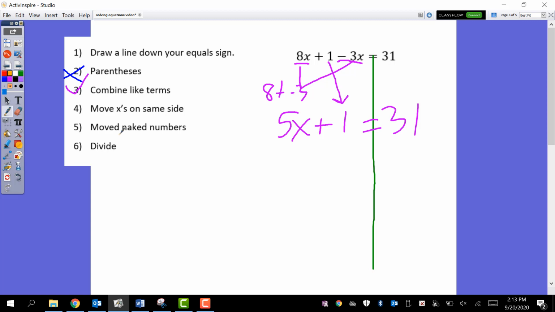All right, next step, moving the x's on the same side. So I'm checking, on my left side I have an x.